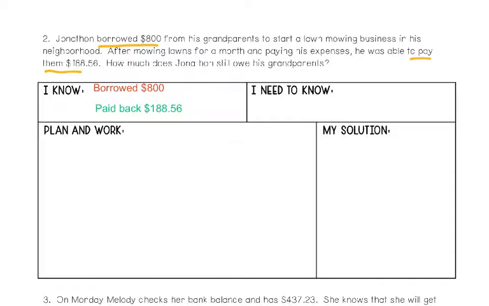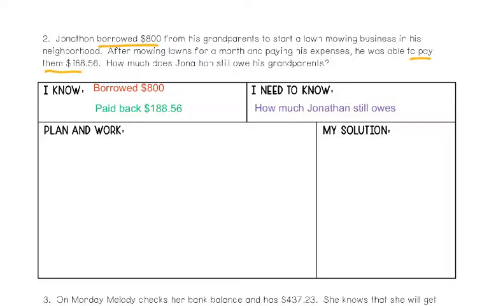You could think about it the opposite way and think, well, he's got $800 and now he's lost 188.56 of that money. So you can do it both ways, and we'll get into what that looks like here in the plan and work section. But let's go ahead and look at what we need to know. If you haven't already, go ahead and pause the video and try to write here what you need to know from the problem. Okay, so you should look at the last sentence and look at what it's asking. How much, that's saying find an answer, does Jonathan still owe his grandparents? We need to know how much Jonathan still owes his grandparents.